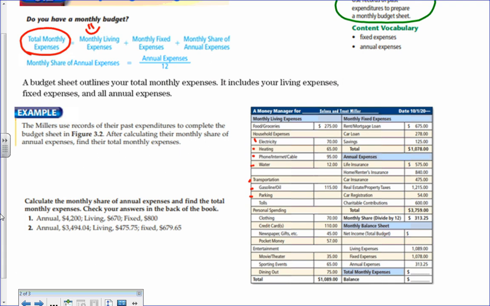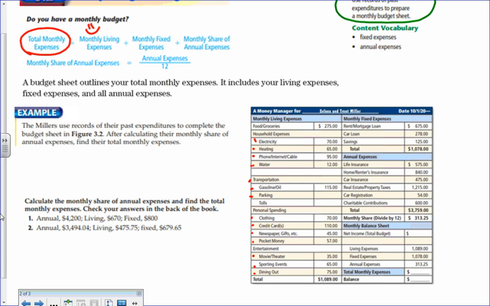Then we got personal spending, which is still monthly living expenses. So how much do you spend to clothe yourselves? What you put on your credit card? Any gifts? Because sometimes you can't ignore your mom's birthday. You got to get her something, even if it's just flowers. Spending money and all of your entertainment stuff, all those items are considered a monthly living expense. And once we find the average of those, like we did in the last section, we can put them on our budget sheet. So all those are monthly living expenses.